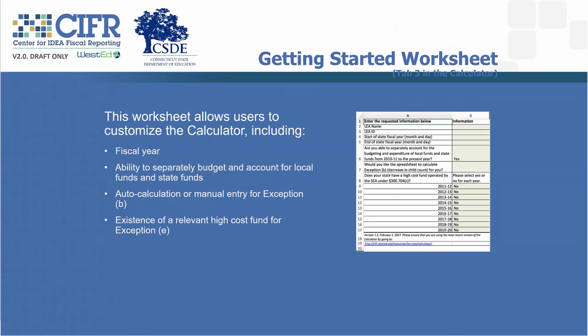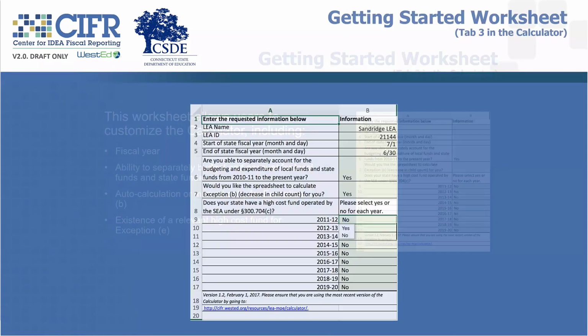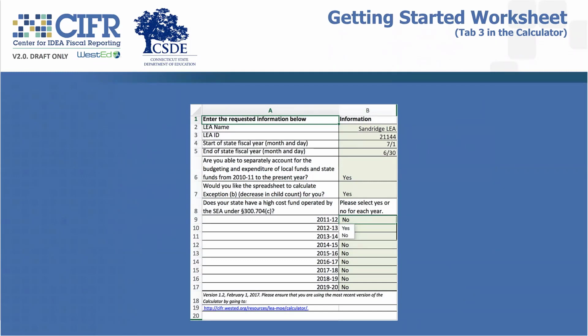Reviewing again, the Getting Started worksheet, or tab 3, needs to be completed by the LEA for the version 1.4 extended. The data can be copied from the 1.3 version. Once tab 3 is complete, you'll not need to return to this tab unless instructed to make changes in the future. It's important that B9 asks about the high cost fund. Once again, Connecticut does not operate a high cost fund under 300.704. So in cells B9 through B17, the LEA has selected no for each of those years.